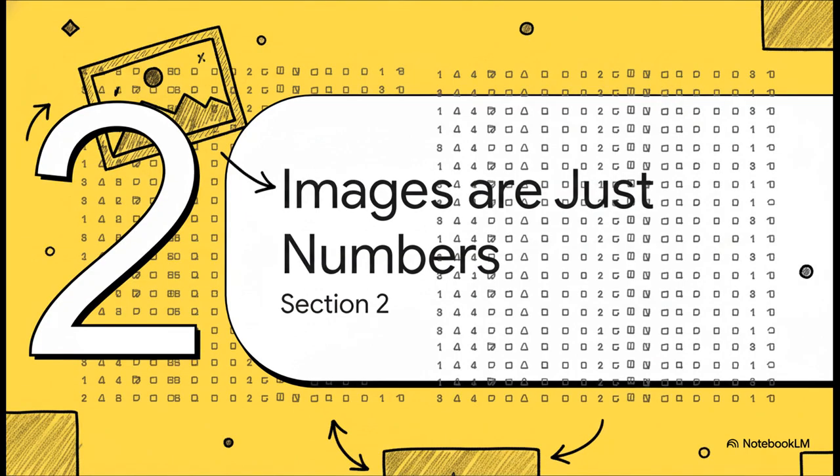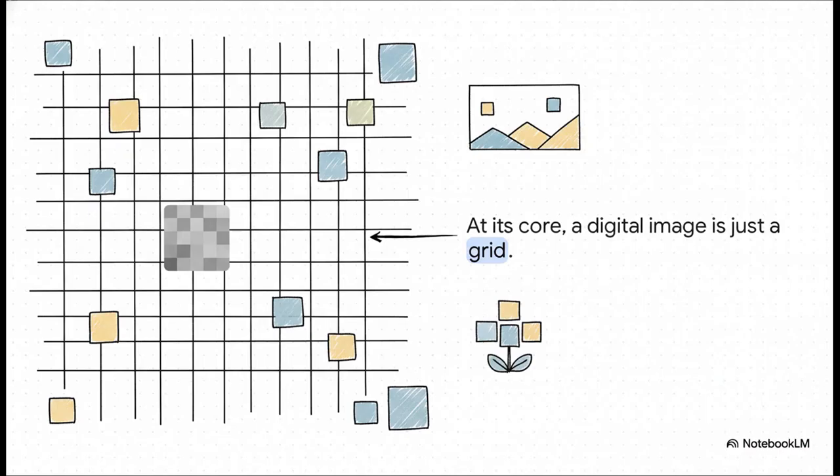So, to fix our broken image, the very first thing we have to do is change our whole perspective. We need to stop seeing a picture of a car and start seeing what the computer sees. And what it sees is just a massive grid of numbers. That's really it. I mean it.